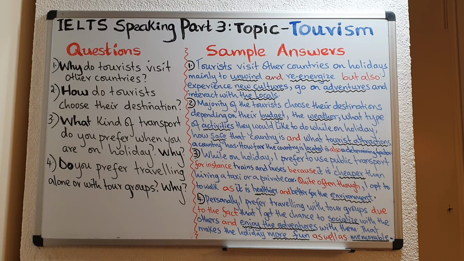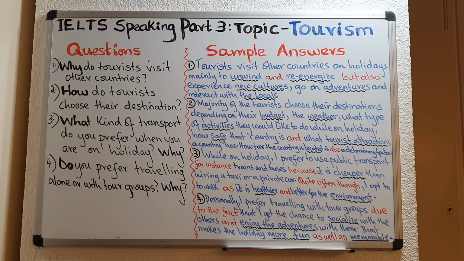How do tourists choose their destination? Depending on their budget, the weather, what type of activities they would like to do on holiday, how safe that country is, the tourist attractions in that country, and how far the country is located. Very detailed answer, okay? So ensure that for each question you provide a detailed answer. Tip number 3.